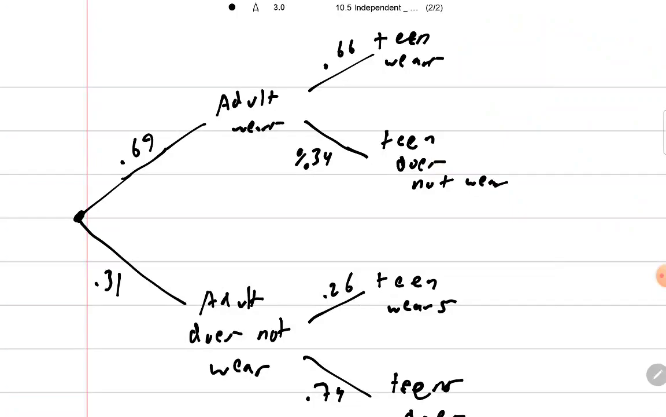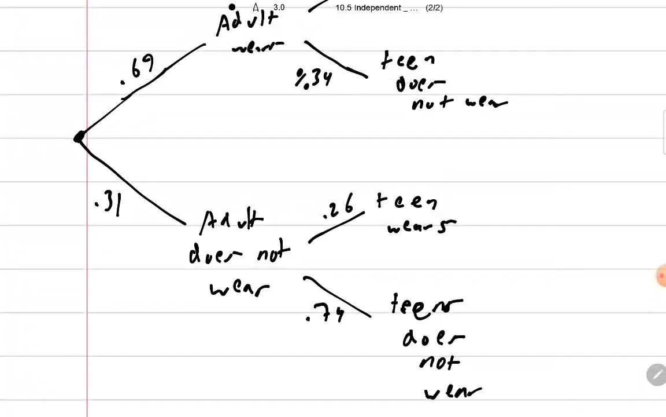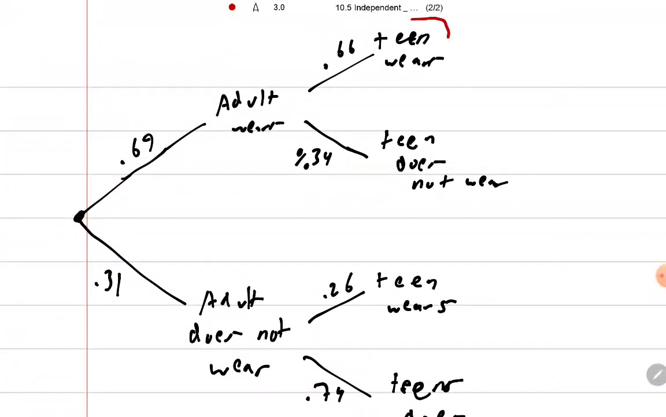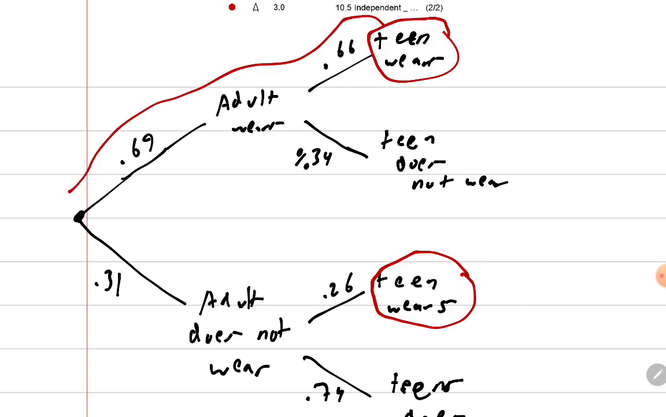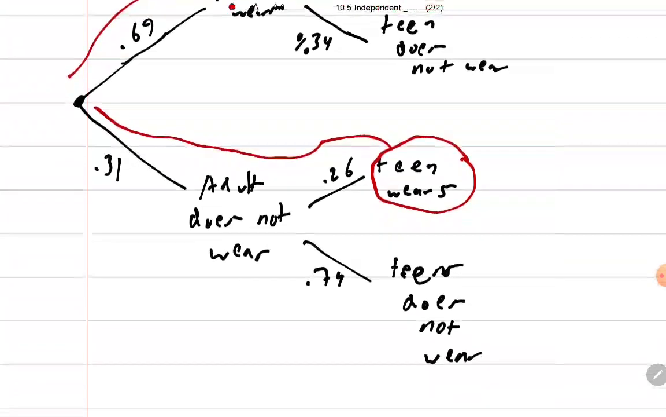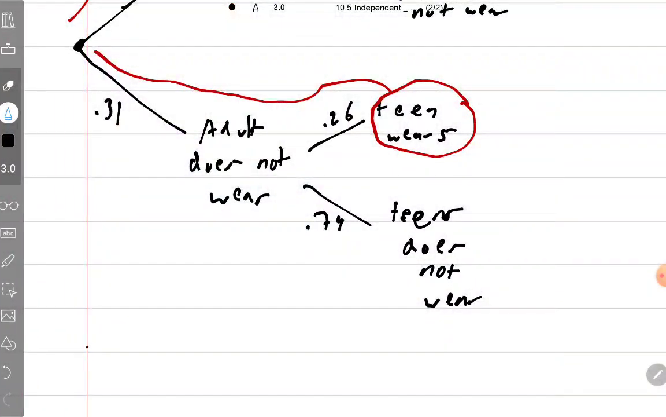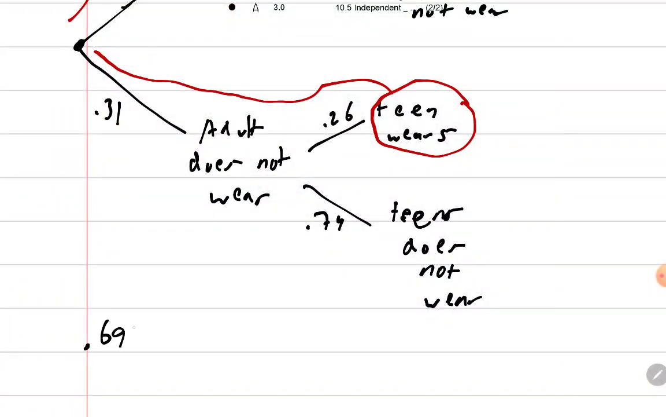Okay, so there are two different paths that we can choose, because our goal is teen wearing a seatbelt. So there's one path here, one path there. So I can go up to here, or I can go down this path and go here. Okay, to get to the upper one, 0.69 of the adults wearing the seatbelt times 0.66, plus 0.31 times 0.26.